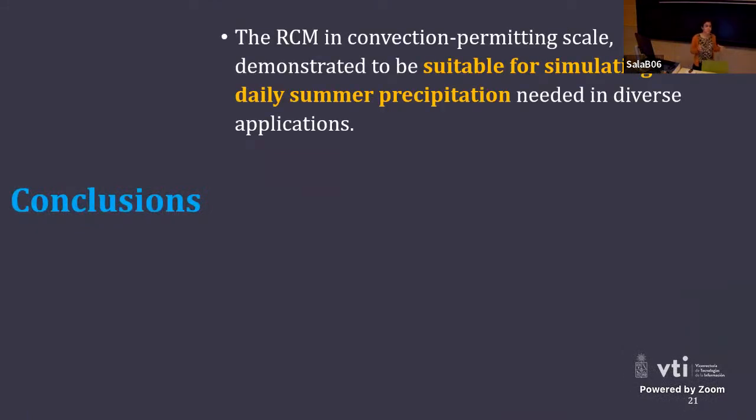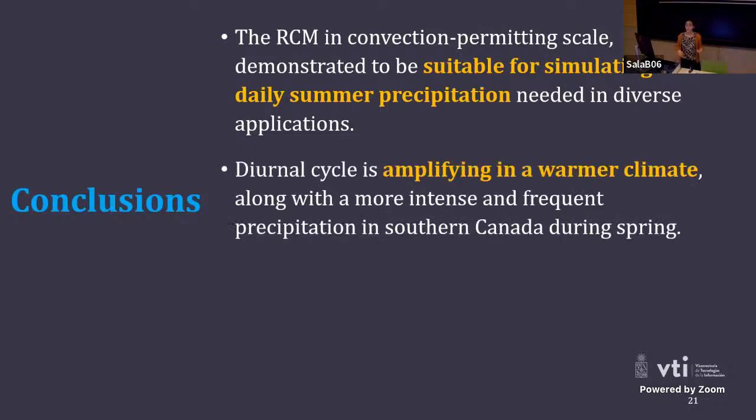So the conclusion of these two parts is that we have this regional climate model and convection-permitting simulation that really give us tools to analyze summer precipitation in a more reliable way, and it can be used for diverse applications. You can study impacts of extreme events in summer, and that's something that is very valuable. The diurnal cycle is amplifying in the future, and it's mainly producing more intense and more frequent storms in Canada, and only more intense and less frequent storms in the US.